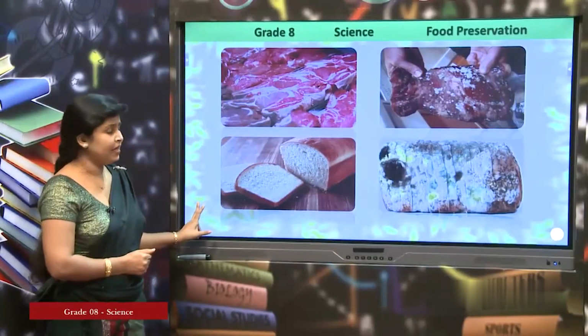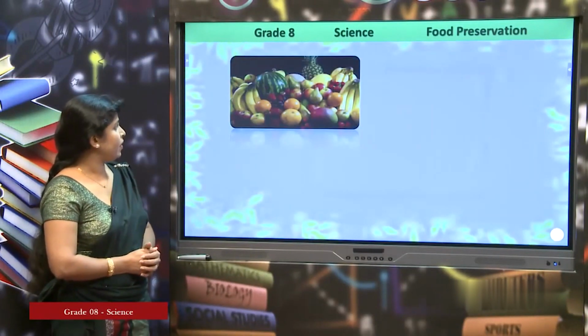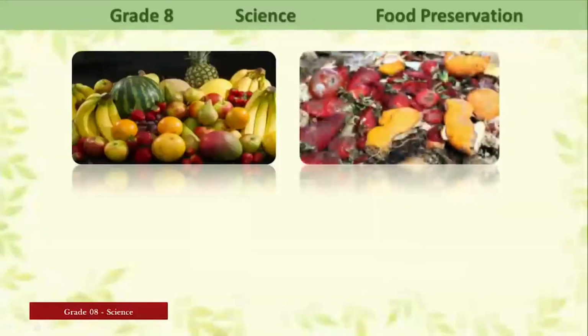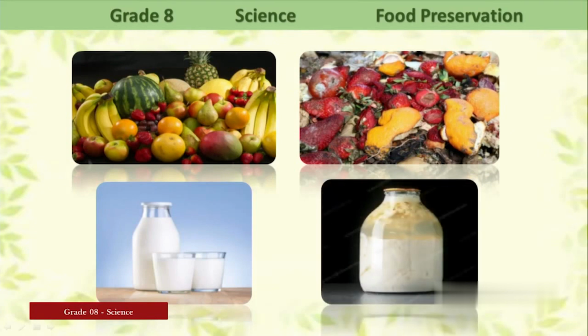Let us see some other examples. A fresh sample of fruits, a spoiled sample of fruits, a fresh sample of milk and a coagulated sample of milk. Then you can observe that we can consume the fresh food items, but we can't consume the spoiled food items.